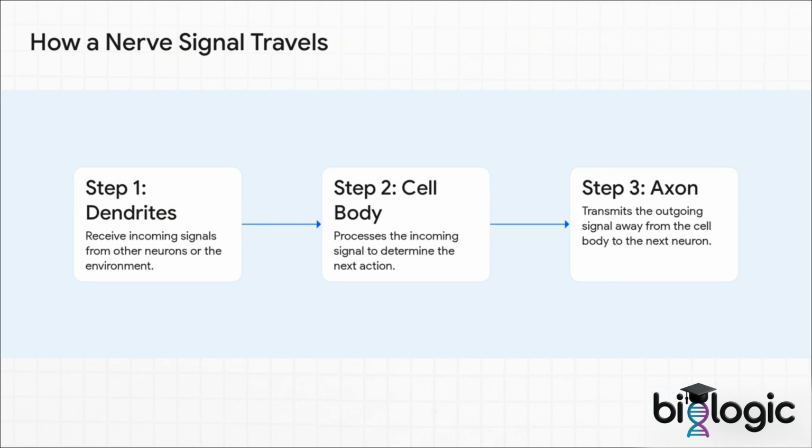A signal comes in through the dendrites, which are like little antennas. The signal gets processed in the main cell body, and if it's important enough, a new electrical signal is fired down the long axon to the next cell in the line. It's an incredibly fast and efficient relay race.